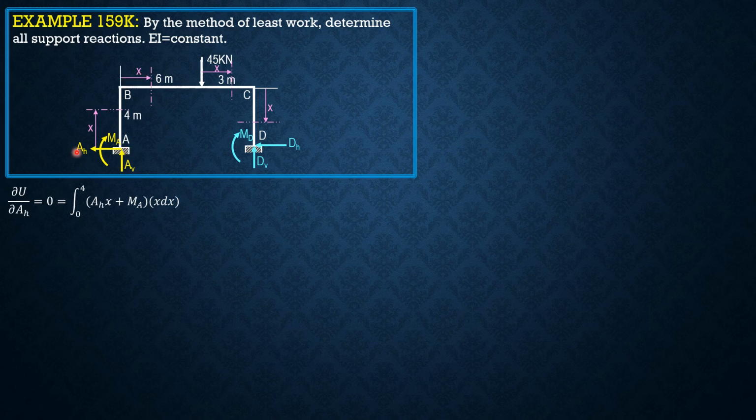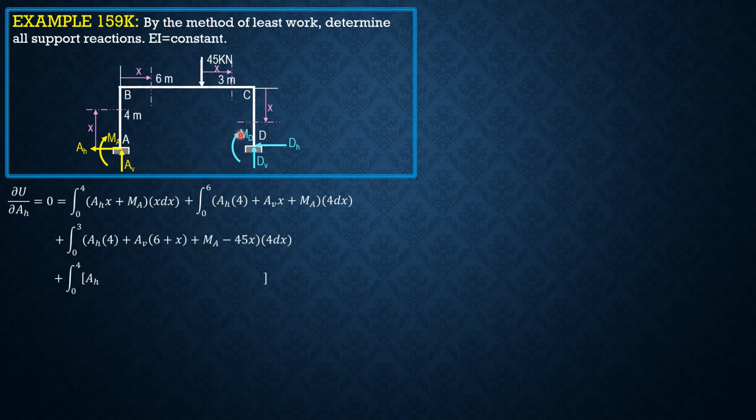For the next section, it is AH times 4 plus AV times X plus MA, so plus integral 0 to 6 of AH times 4 plus AV times X plus MA, derivative 4 dx. For the next section, AH times 4 plus AV times quantity 6 plus X plus MA minus 45X, 0 to 3, AH times 4 plus AV times quantity 6 plus X plus MA minus 45X, then times 4 dx, the derivative of this moment equation. Finally, in this section here, plus integral 0 to 4 quantity AH times 4 minus X plus AV times 9 plus MA minus 45 times 3, derivative 4 minus X dx.